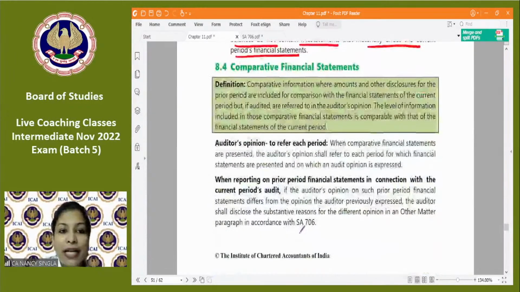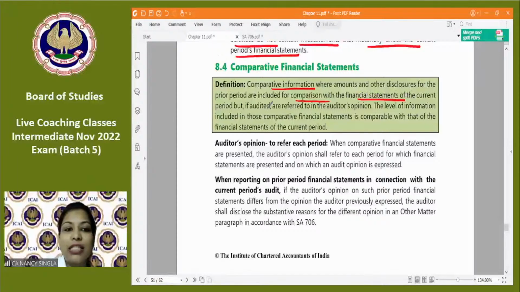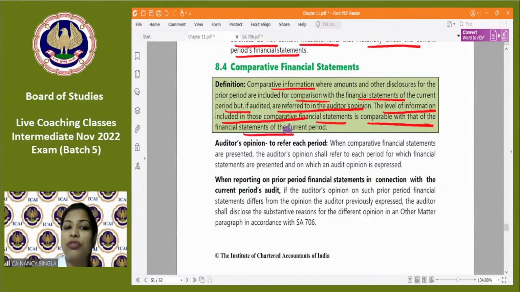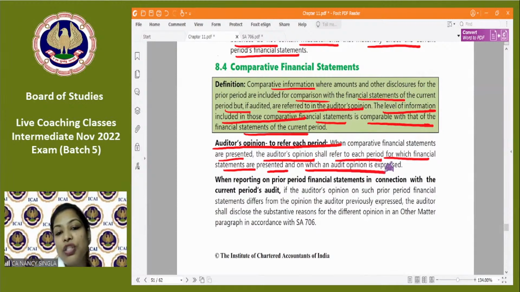ठीक है. Comparative financial statements क्या होती है? Where it is given for comparison with the financial statement of current year, and if audited are referred in the auditor's opinion, and the level of information included in those financial statements is comparable with that of the current period. And what is the thumb rule? The auditor's opinion refers to each period. When comparative financial statements are presented, the auditor's opinion shall refer to each period for which financial statements are presented and on which audit opinion is expressed. ठीक है.